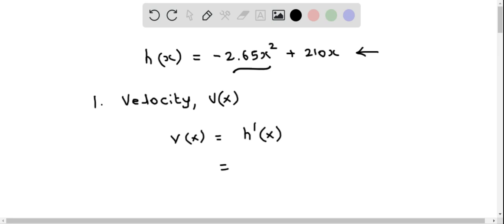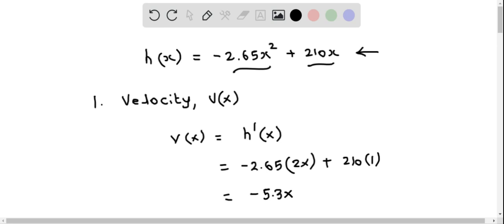So I'm going to find the derivative of each of the terms. The first term we have negative 2.65 x squared, and we have to find the derivative of x squared, which is 2x, plus the second term is 210x. So I put the constant as it is, and the derivative of x is 1. So this reduces to negative 2.65 times 2, and this equals negative 5.3. We then have x, it is negative 5.3x plus 210. And so this is the velocity function at any time x.